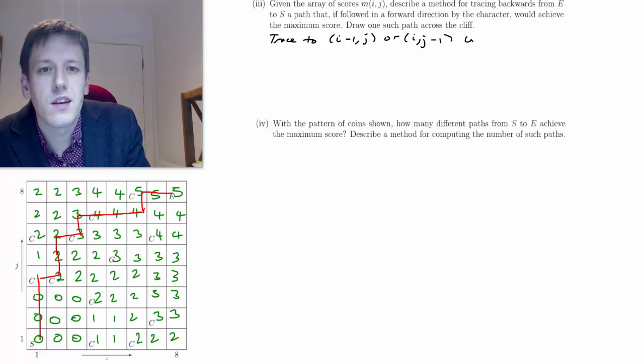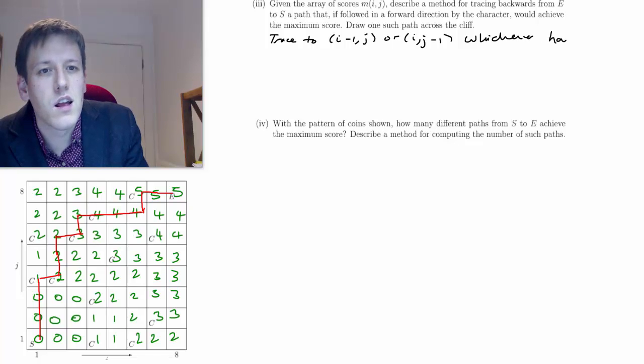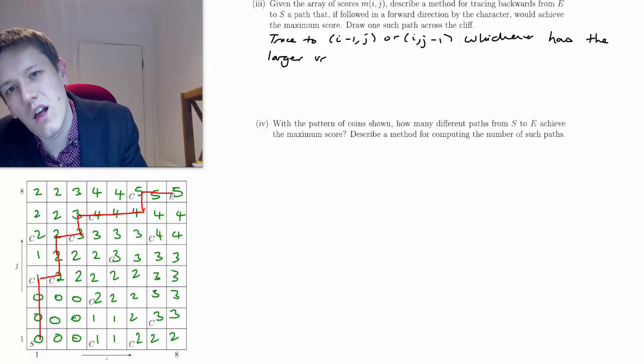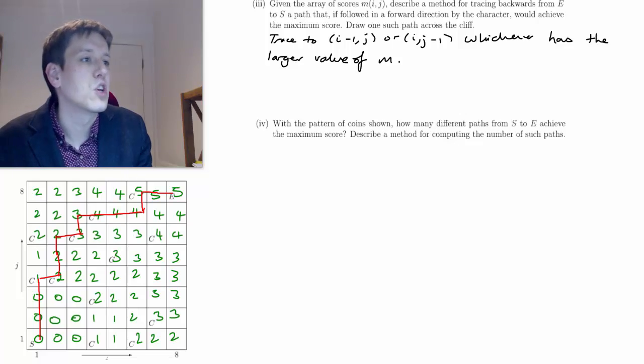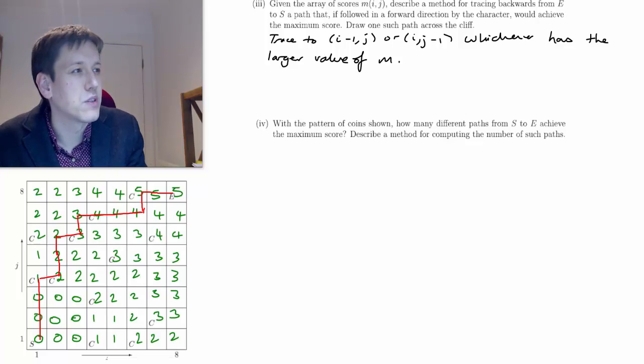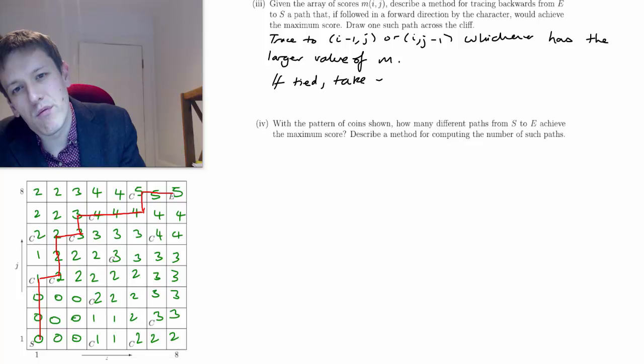Let's say whichever has the larger value of m. So I'm always basically taking the choice of the left or down as to which one is larger. If tied, just take either route. Okay, and that will always do it.